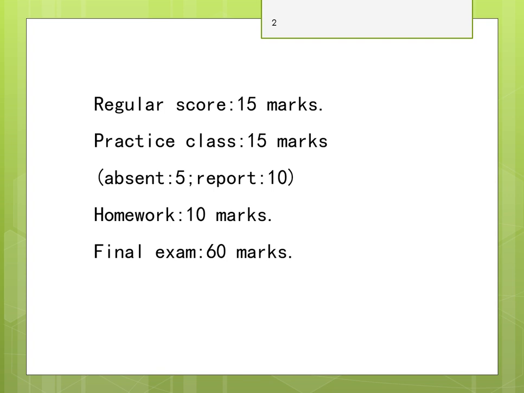The third part is your homework. That will be 10 marks. I will give you some homework and you need to finish that after the class. The last part is the final exam, and the final exam will occupy 60 marks in our final result. So that is the 4 parts of your final results for medical statistics.